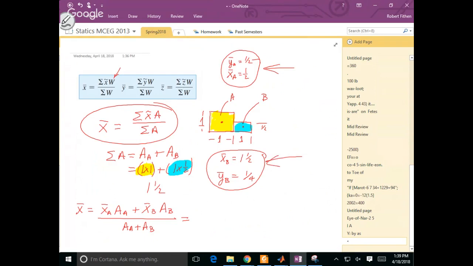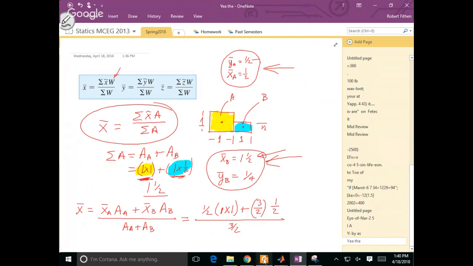So what I do, x A is just a half times the area of A, which is 1 by 1, which is the same thing that was right here, plus x B, which is 1.5, times the area of B, which is that. Actually, that doesn't look very good here. Instead of 1.5, how about I do it that way, because the 1 looked funny. Times the area of B, which is a half, all over that same 1.5 or 3/2.